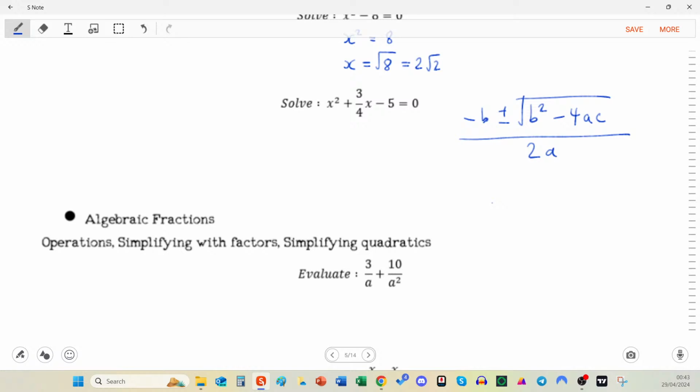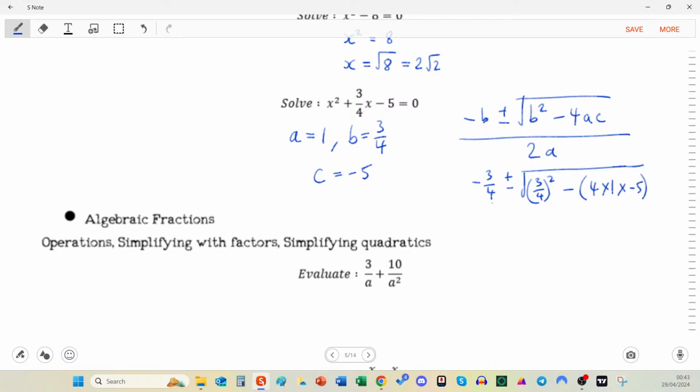Great. So what are a, b and c? Well, a is the number in front of the x squared. b is the number in front of the x. And c is the number at the end. So minus b is going to be minus 3/4 plus or minus the square root of 3/4 squared, subtract 4 times 1 times minus 5, all over 2 times 1.